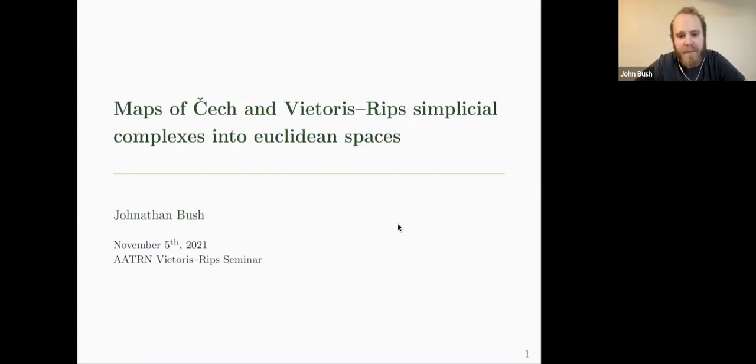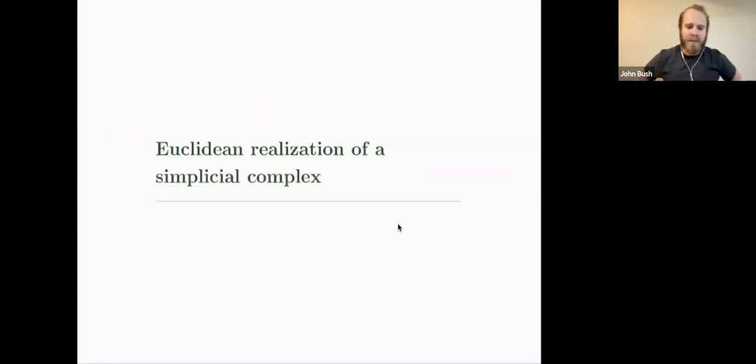I'd like to talk about maps of simplicial complexes into Euclidean space. About the first half of my talk will be concerned with maps of just an arbitrary simplicial complex into a space. Then toward the end of my talk, I'll get back to Čech and Vietoris–Rips complexes in particular. So let me start by considering the problem of finding a Euclidean realization of a simplicial complex. In other words, a continuous linear embedding from the geometric realization of a simplicial complex into a Euclidean space.